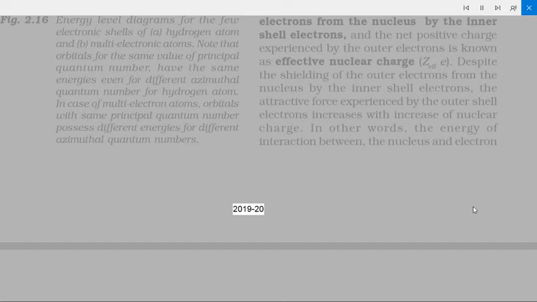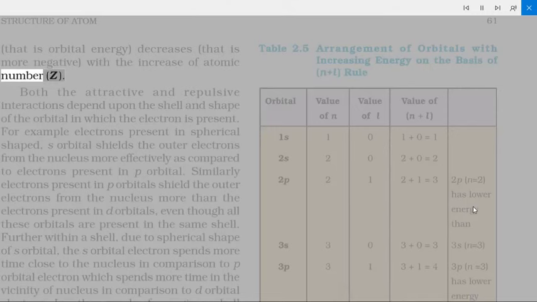Structure of atom, that is, orbital energy decreases, that is, becomes more negative, with the increase of atomic number, Z. Both the attractive and repulsive interactions depend upon the shell and shape of the orbital in which the electron is present. For example, electrons present in the spherical shaped s orbital shield the outer electrons from the nucleus more effectively as compared to electrons present in p orbital. Similarly, electrons present in p orbitals shield the outer electrons from the nucleus more than the electrons present in d orbitals, even though all these orbitals are present in the same shell.